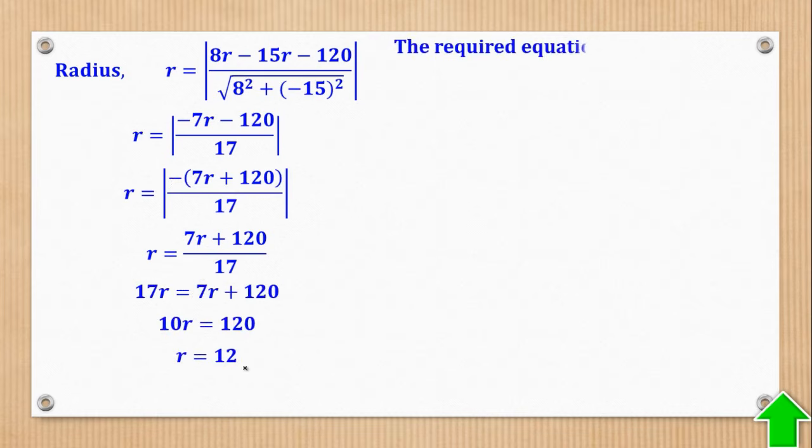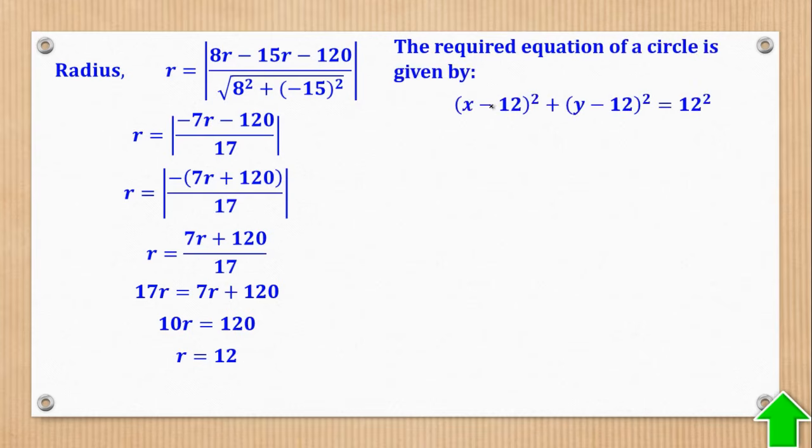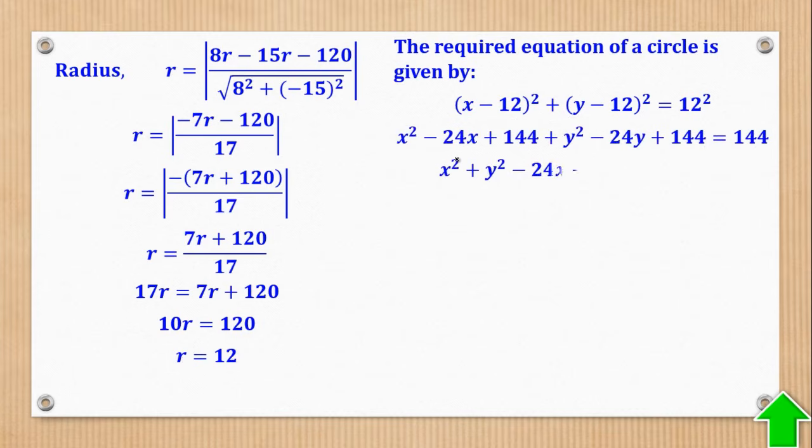So now that I've got R, it implies that the required equation of the circle shall start from here, because now I know the center and the radius. Therefore I'll start from here, but that will not be the end. I have to expand and simplify. So when I expand and simplify, I'll come up with the required equation of the circle as that.